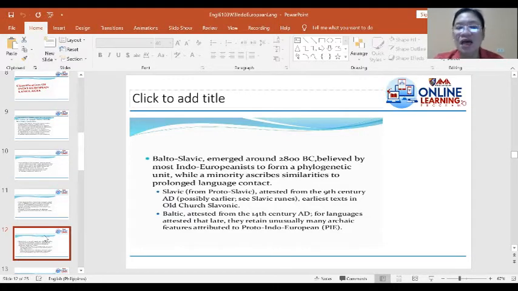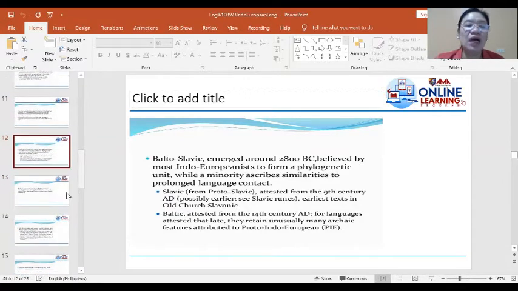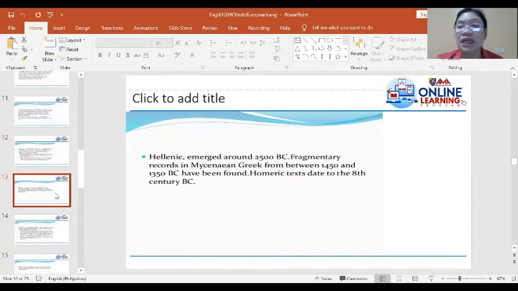Okay, the earliest text is in Old Church Slavonic. Now Baltic, attested from the 14th century AD. For languages attested that late, they retain unusually many archaic features attributed to Proto-Indo-European. Okay, now another one we have here, Hellenic.